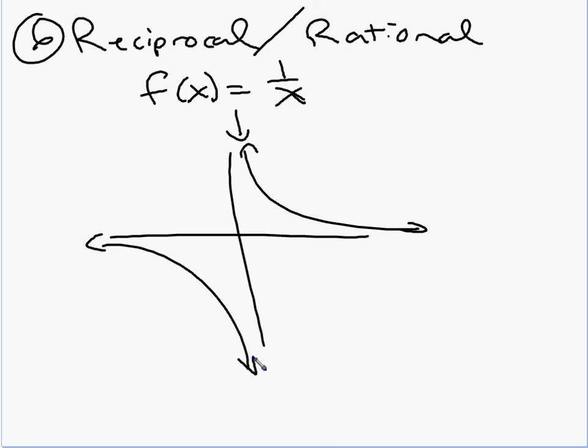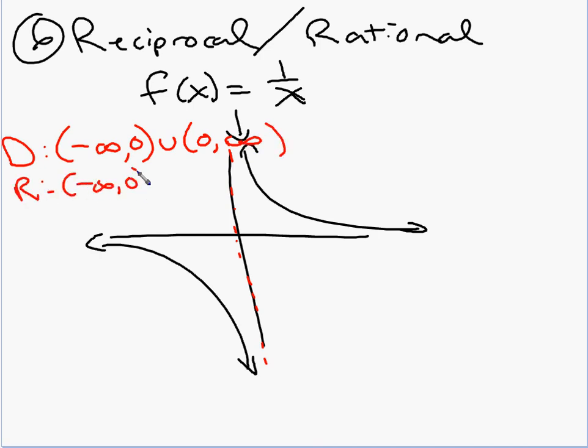And you'll notice it has a big hole in the middle. This thing is called an asymptote, and we're going to learn a lot about asymptotes later on. For right now, though, the domain would be everything but 0: negative infinity to 0, union 0 to infinity. And the range would be the same thing: negative infinity to 0, union 0 to infinity.